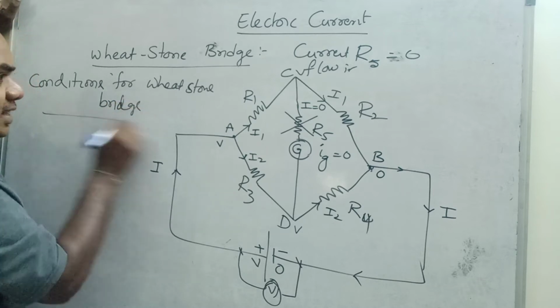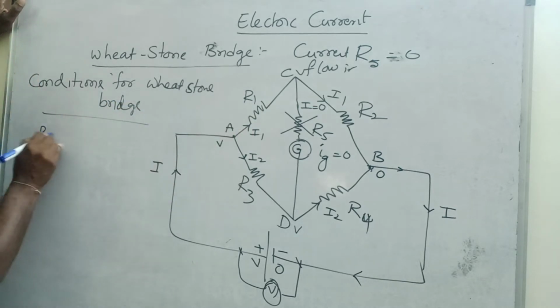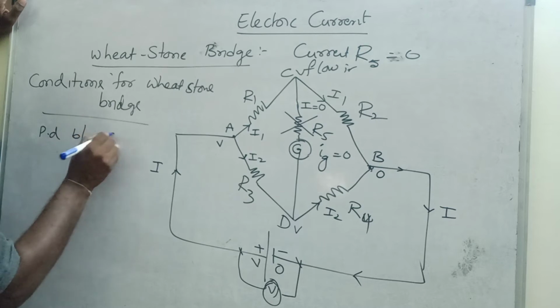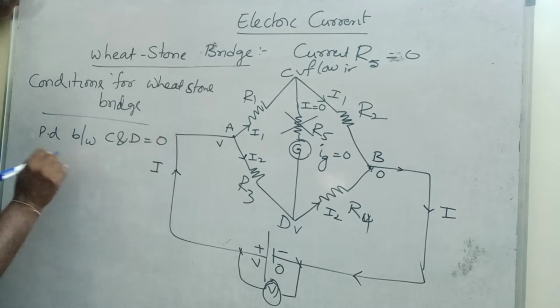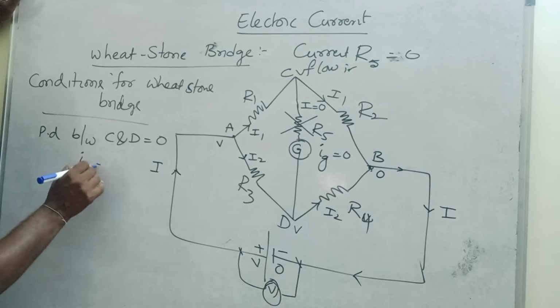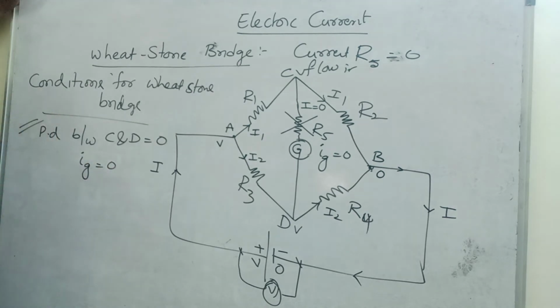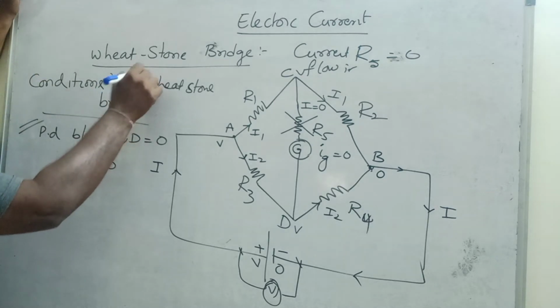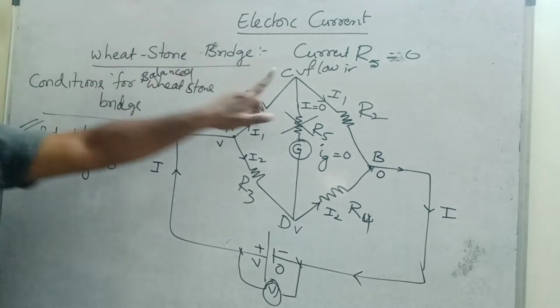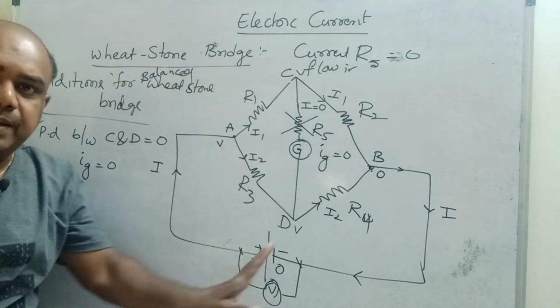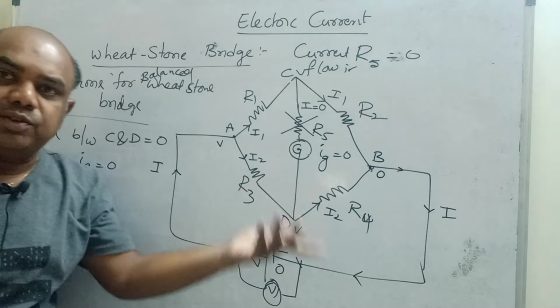First condition: the potential difference between C and D is equal to 0. Potential difference 0 means the galvanometer reading is 0. This is the first condition, the condition for a balanced Wheatstone bridge. The potential difference between C and D will be the same, and if the potential difference is the same, there is no current flow.